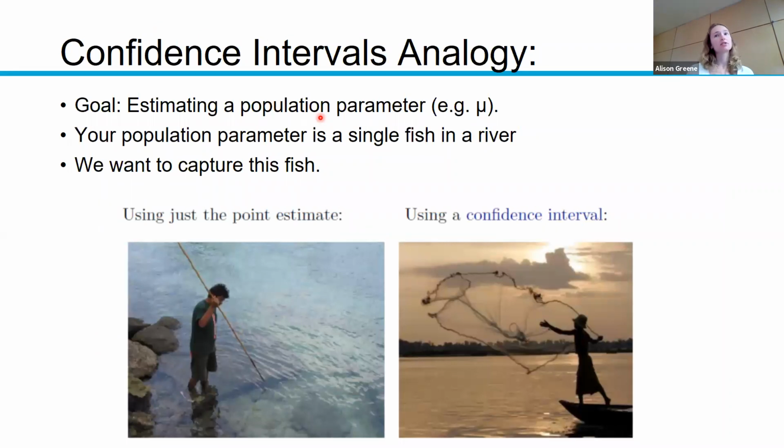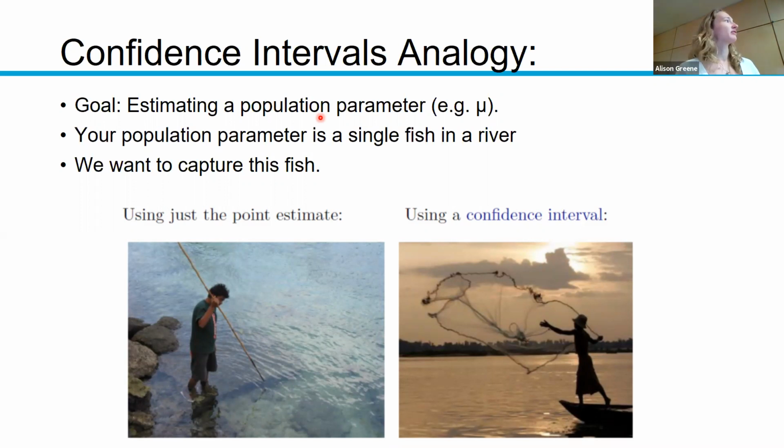So why confidence intervals? Why not just a hypothesis test? Why not just a point estimate? So you want to estimate a population parameter. As an example, your population parameter is a single fish in a river. And you want to capture that fish, just like you want to capture the target. When you use just a point estimate, every time you sample is like you're spearfishing. Maybe hypothetically say you're going to catch a fish every time, but you don't know if you're catching the right fish every time. And you also don't know if the right fish was right next to you. You don't know if it was miles down the river.